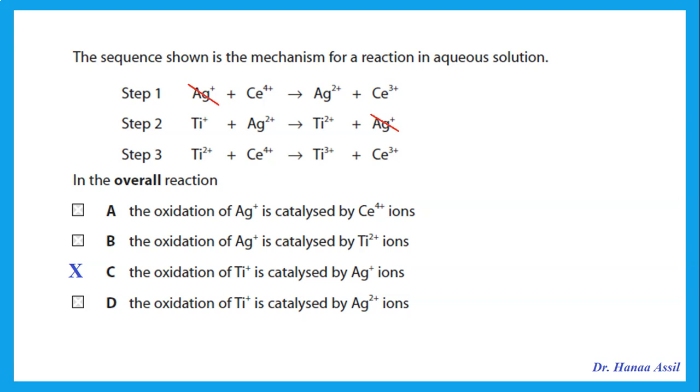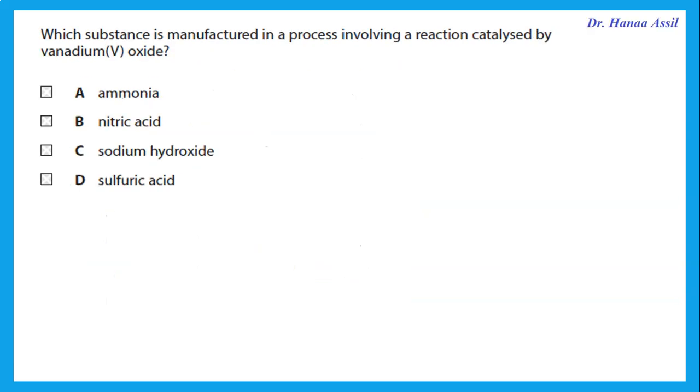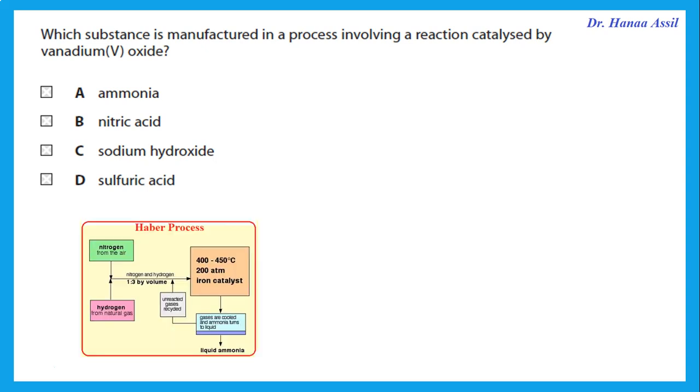Remember, if something reacts in step 1 and then it's regenerated again, then it is a catalyst. Which substance is manufactured in a process involving a reaction catalyzed by vanadium oxide? You are required to know these examples of reactions that have catalysts which are transition metals. Ammonia is formed by what we call the Haber process, nitrogen plus hydrogen to form ammonia. This is a reaction that uses iron as a catalyst.